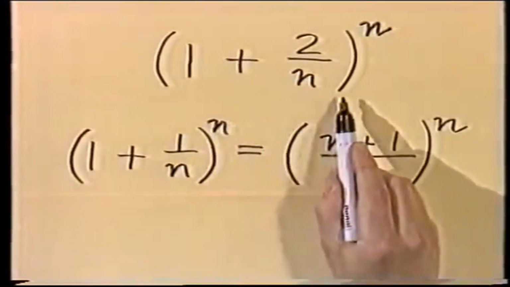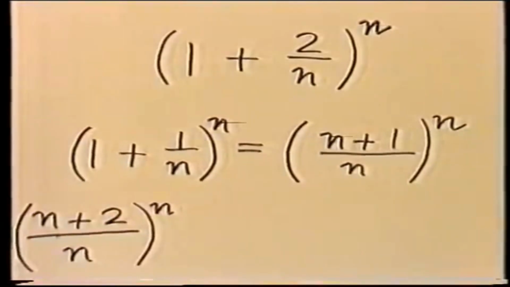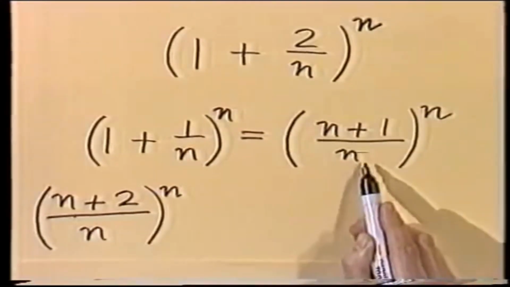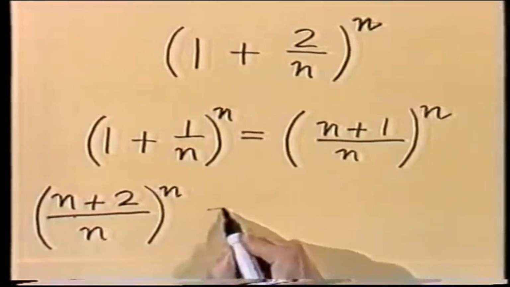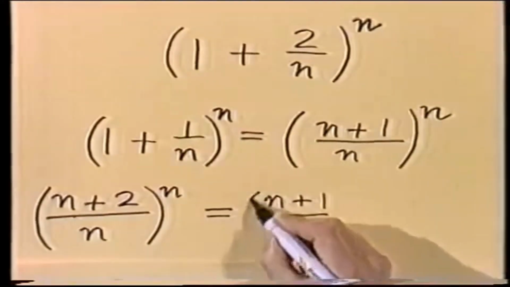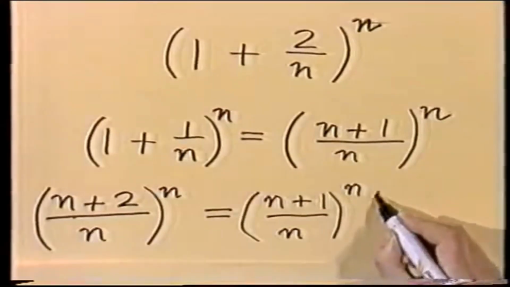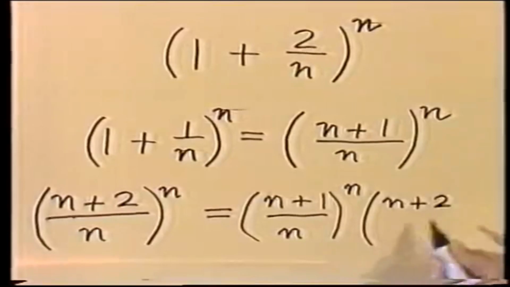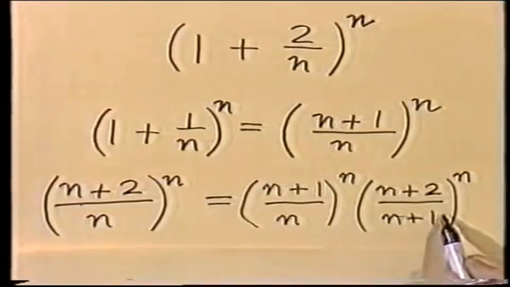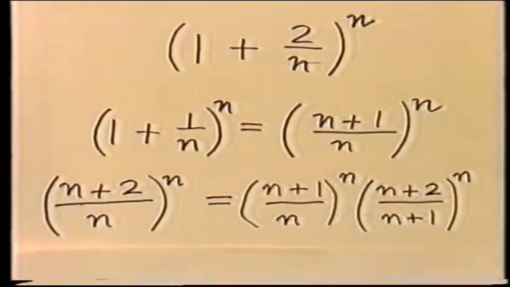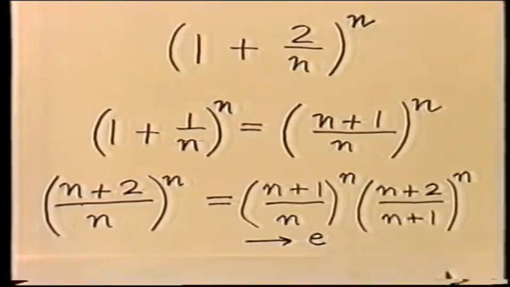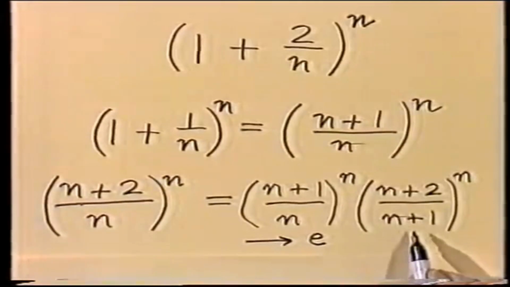Now I'm going to write this sequence in the same kind of way, and what we get is this. Well, it's possible to write this sequence in terms of that sequence. This is what we get, times ((n+2)/(n+1))^n, because you see the (n+1)s to the power n cancel. Well, we know that the limit of this sequence is e. And it's possible to show that the limit of this sequence is e too.